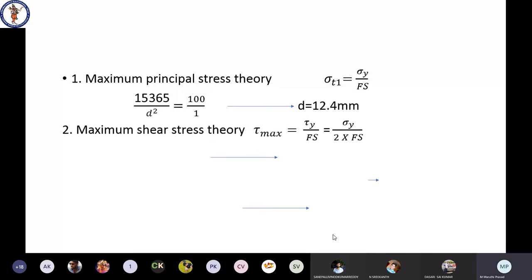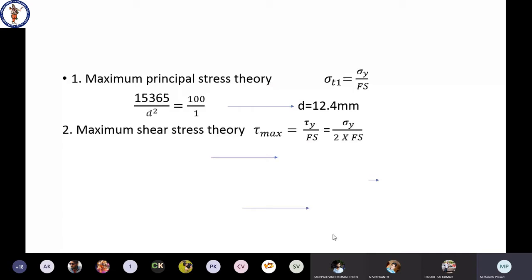Now we are going for the second theory, maximum shear stress theory. The criterion of this theory is maximum shear stress. As per this theory, tau max is equal to tau y by Fs. Tau max is the induced shear stress, and tau y by Fs is the allowable shear stress, which is nothing but a property of the material, calculated from a laboratory test. Right, so tau max is equal to tau y by Fs.